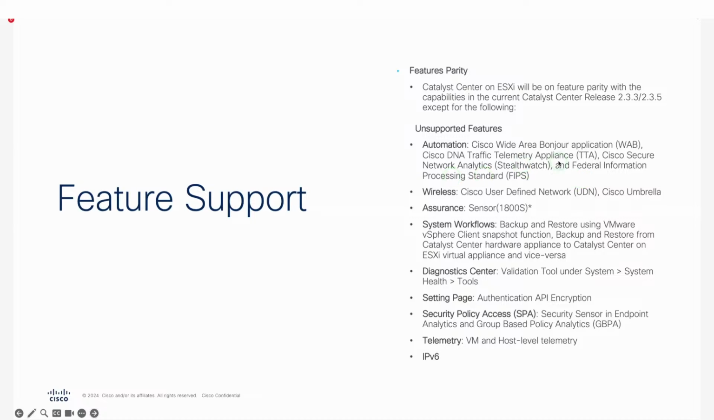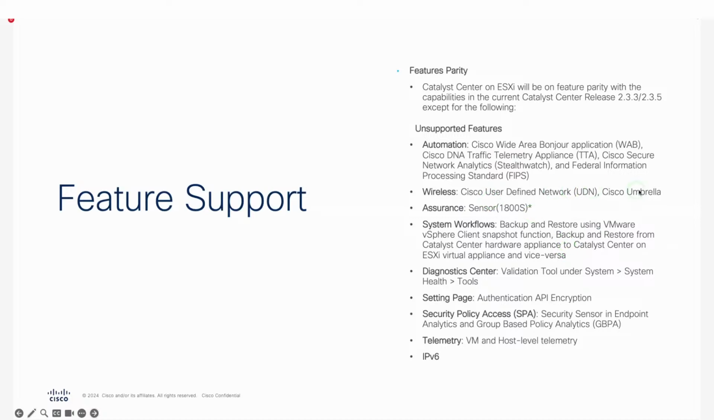For the automation, we do not support Wide Area Bonjour. We don't support the DNA telemetry appliance or Stealthwatch. You can also not enable FIPS on this Catalyst Center on ESXi. Some of these features may be on the roadmap. I will keep you updated, and you can check the release notes for future releases. There are going to be some others that may be updated.